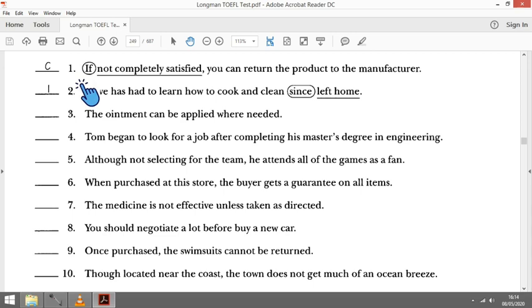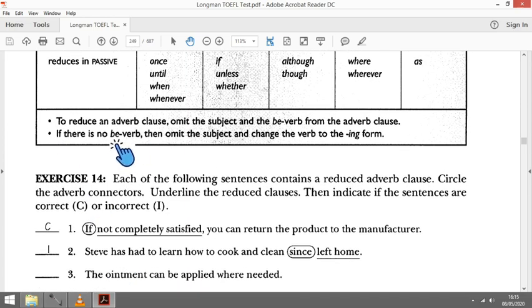Number 1. If not completely satisfied, you can return the product to the manufacturer. Okay, so number 1 is correct, because it's reduced. Subject, verb: you are not completely satisfied. We reduce "you" and "are", the subject and the be verb. And second, subject and we change in if there is no be.